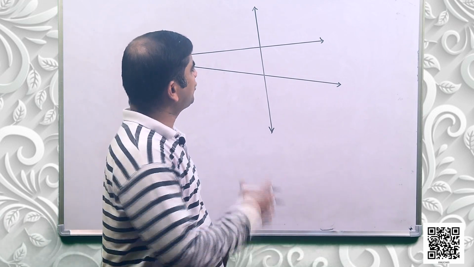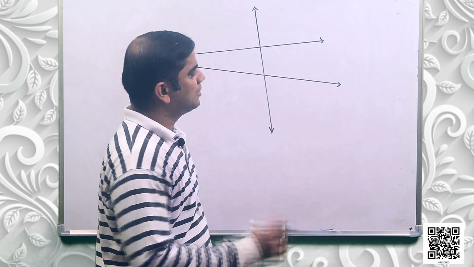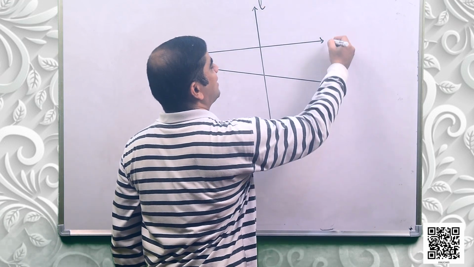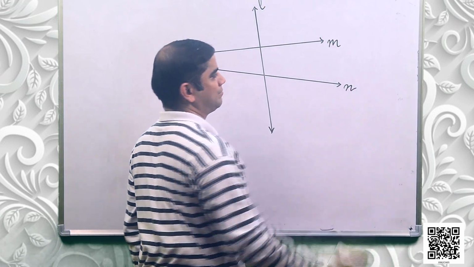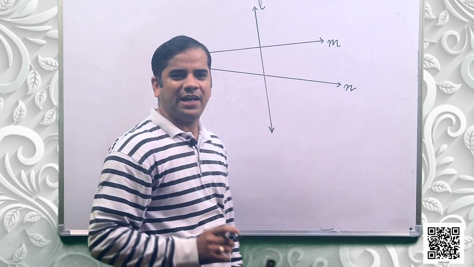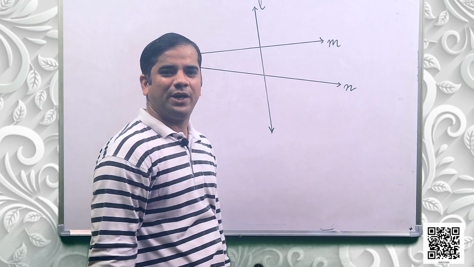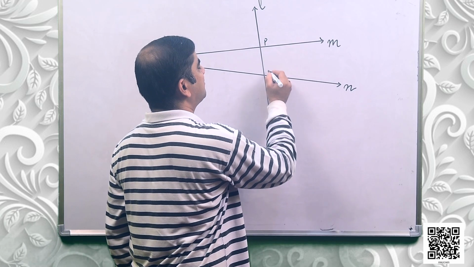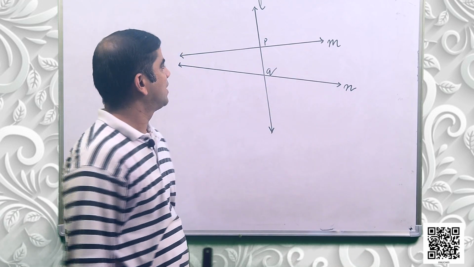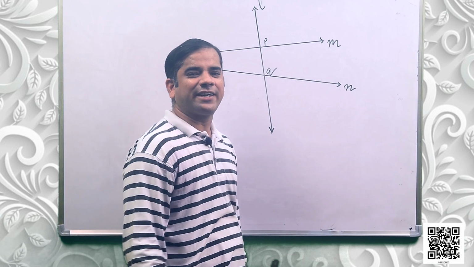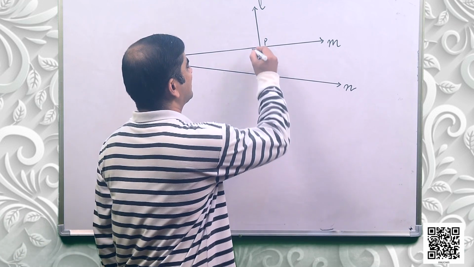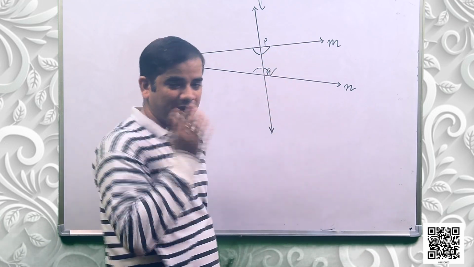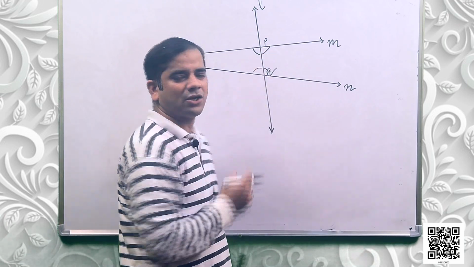Students, as you can see, I have drawn 3 different lines. Let's name them L, M and N. So M and N are 2 different lines, and L is passing through them, intersecting the 2 lines at points P and Q, thereby constructing 4 internal angles. These two are internal angles and these two are other internal angles. So we have two pairs of internal angles.